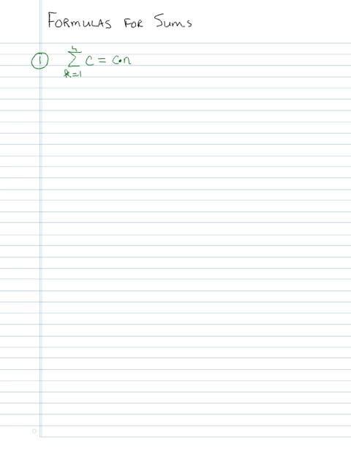We actually saw an example of this on the previous page, or maybe it was a couple of pages ago, where we had the sum from k equal 1 to 5 of 3, and we decided that was 5 times 3. And again, this makes a lot of sense, because what we're doing is when k is 1, we're adding a c. Remember, c is a constant. And when k is 2, we're adding another c. And when k is 3, we're adding yet another c. And when k is 4, we're adding yet another c. And we do that all the way up until k is n, where we're adding that last c.